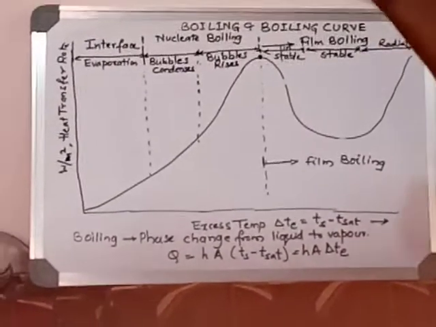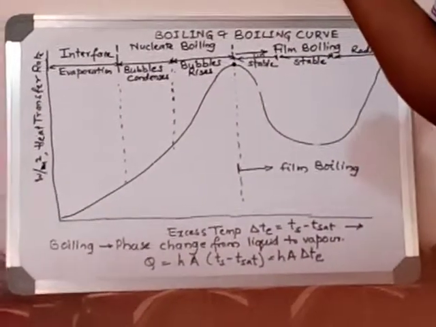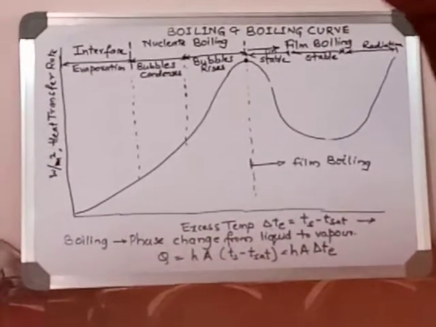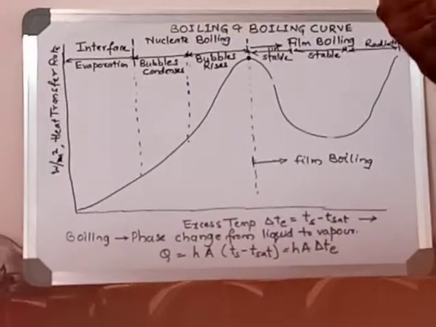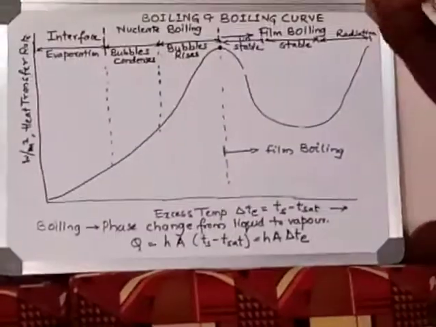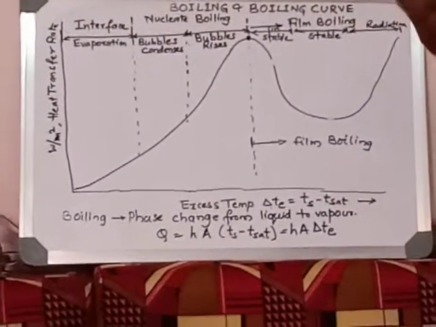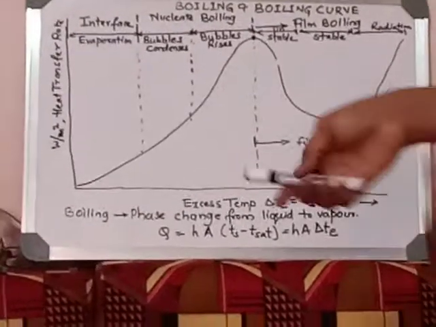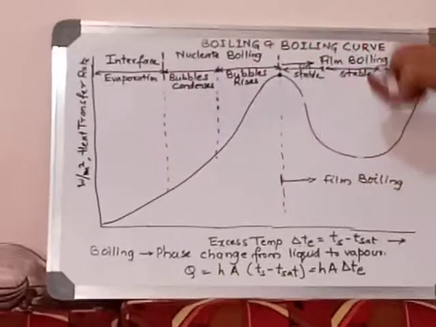So a nichrome wire is taken, current is passed through it, and the wire is immersed in water. As the temperature goes on increasing, we go for boiling. But boiling has various stages. Sudden boiling will not appear. In the graph we have shown, these are the stages of boiling.